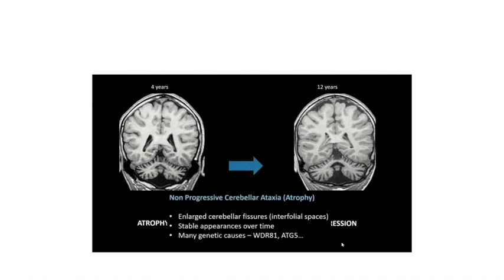So this is the non-progressive cerebellar ataxia clinically, or atrophy as the imaging correlate, which shows stable appearances over time but looks like atrophy at all points of time. These are usually due to increased apoptosis that happens during the cerebellar development and has a host of genetic causes underlying this appearance. And this list is actually increasing.